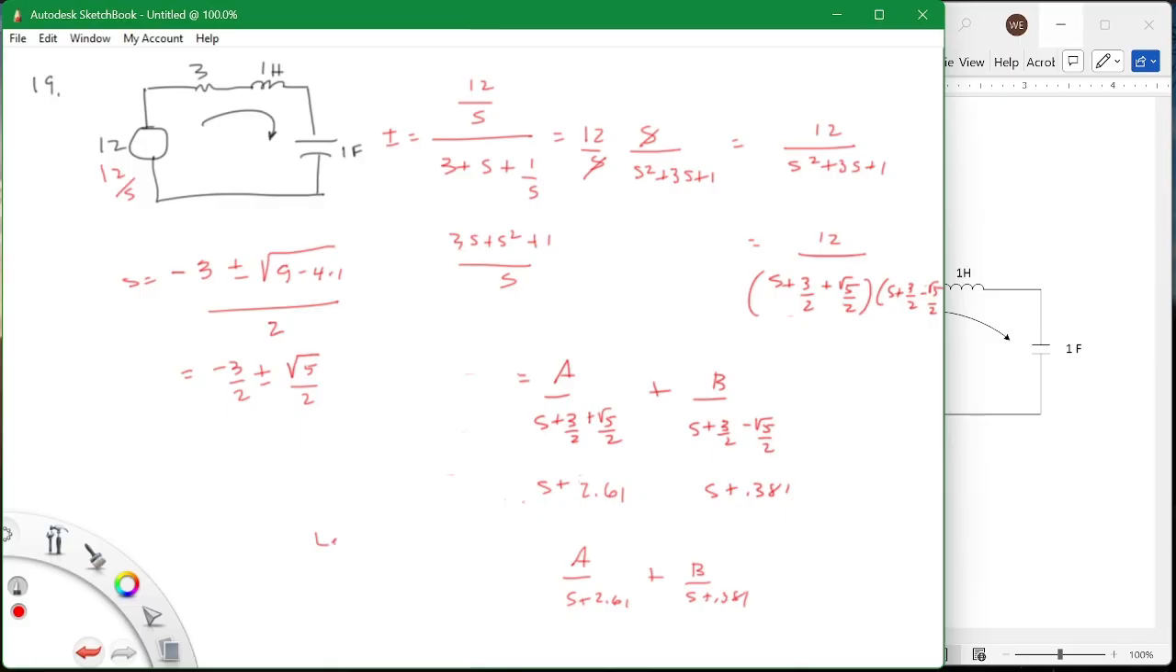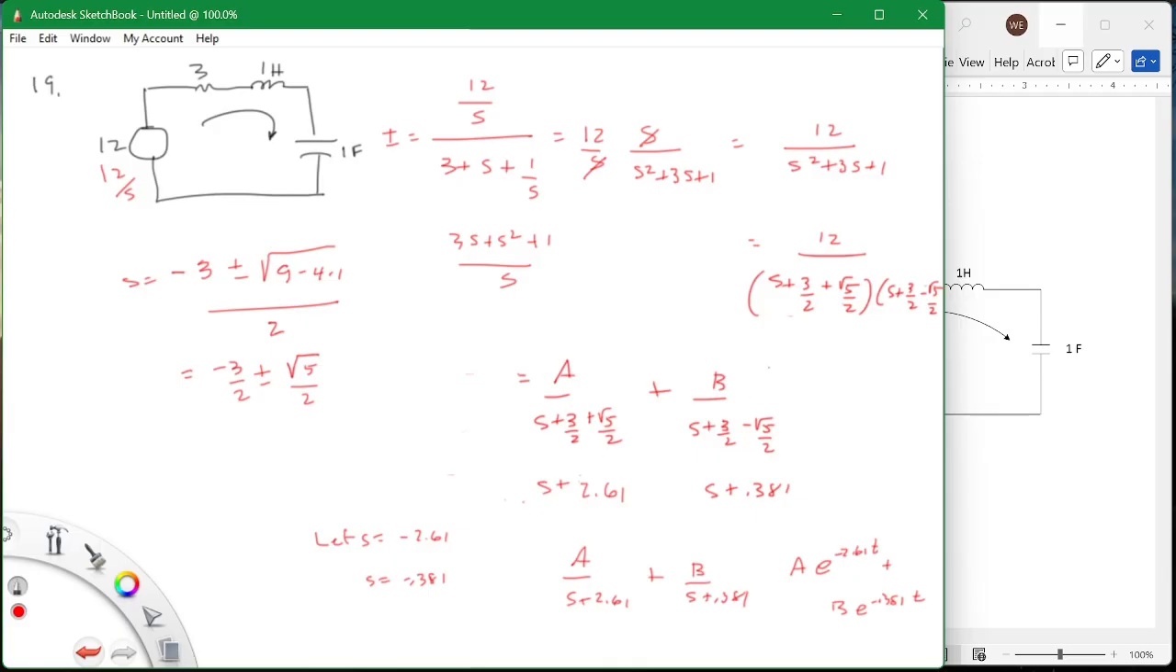And now what you do is you let s equal minus 2.61 and let s equal minus 0.381, and you get your A and your B. This is just not nice numbers, but it works the same way. And what's your answer going to be? Nathan, what's your answer going to look like? Something A times e to the minus 2.61t plus some number B times e to the minus 0.381t. Right. Okay, you see how it turns? This one actually does turn because of the quadratic equation.